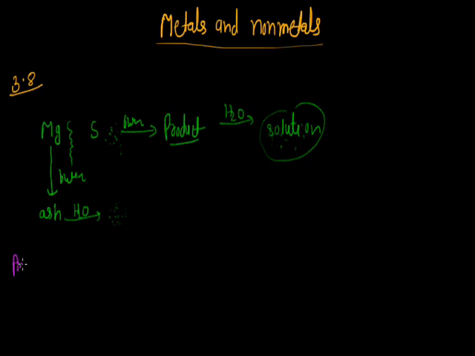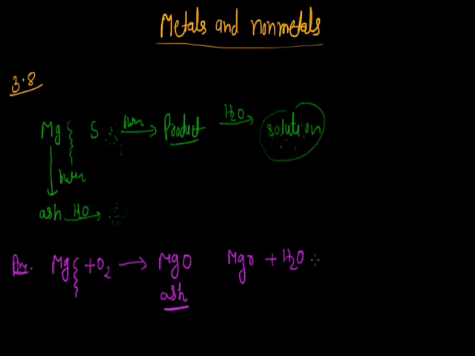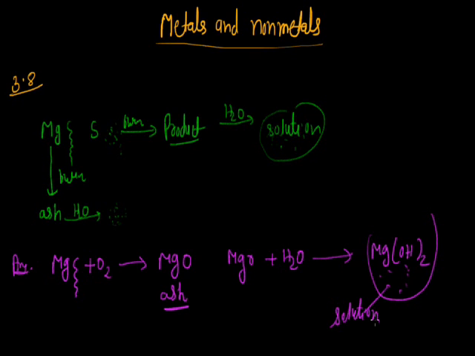The first one is the magnesium ribbon. When this magnesium ribbon burns, it gives magnesium oxide, so the ash is formed due to this magnesium oxide. Now when we dissolve this magnesium oxide in water, it gives a solution, that is magnesium hydroxide. Now when we use red and blue litmus paper in this magnesium hydroxide solution, the observation is as follows.